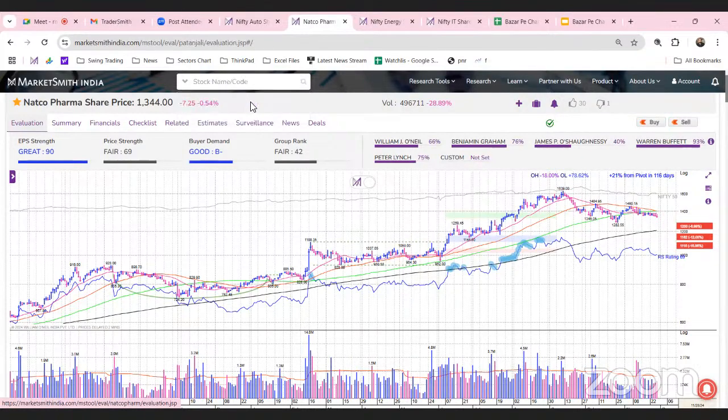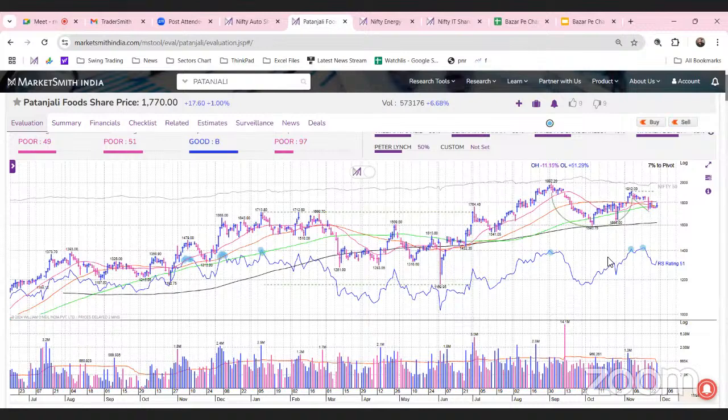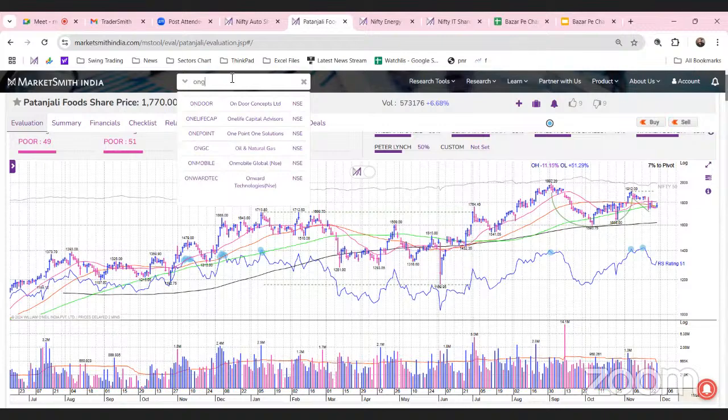Okay, next is Patanjali. Patanjali, sideways trend, currently hovering around 100 DMA. To turn bullish from here, at least it must cross the 1900 level. Currently, it is in sideways with a little bit of positive bias, but to turn more bullish, it must cross and hold 1900.